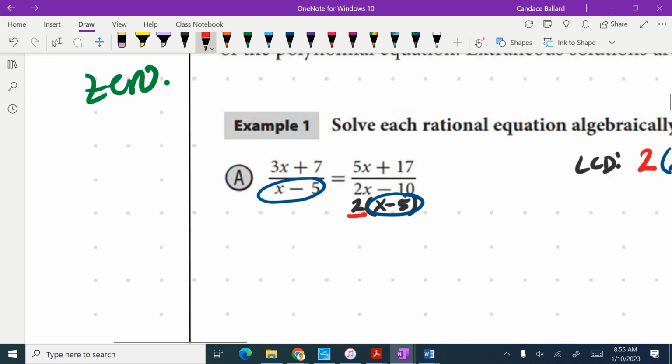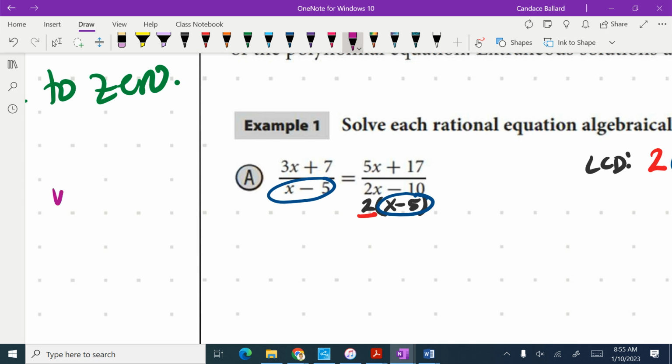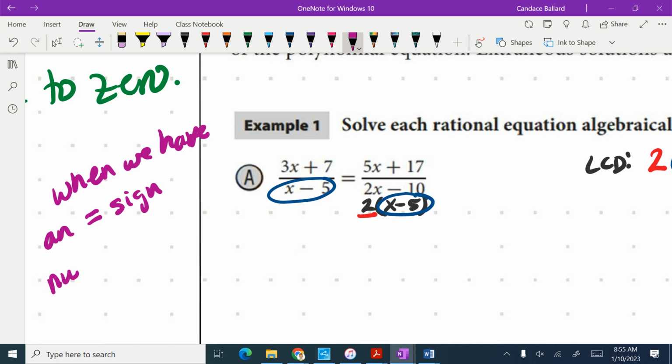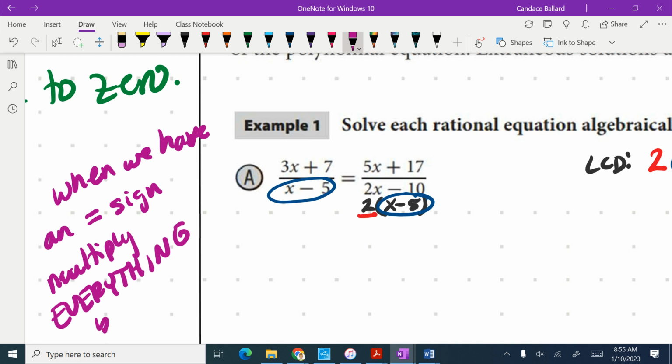Okay. So I'm going to use a different color. When we have an equal sign, multiply everything by the LCD. You have an equal sign, you multiply everything by the LCD.